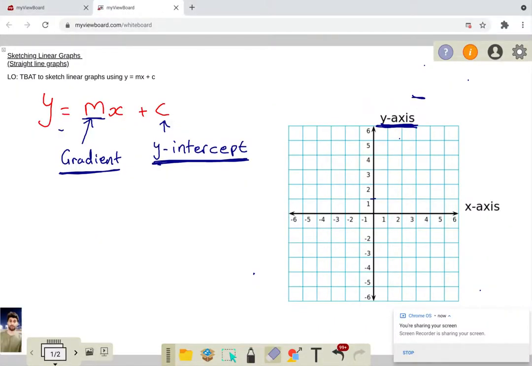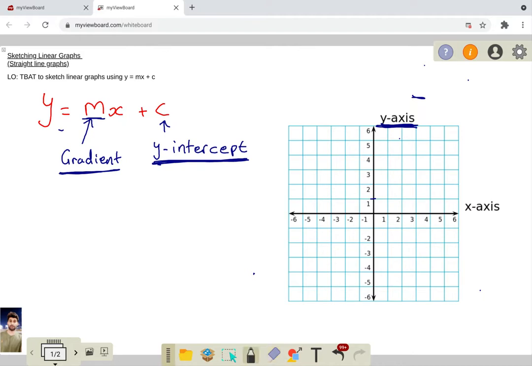Hello guys, today's video will be on how to sketch linear graphs. The learning objective is to be able to sketch linear graphs using y equals mx plus c. This is the general form linear equations come in. If they're not in this form, you can rearrange it so that it is, because then the gradient and the y-intercept will be easy to find, and hence sketching these kinds of graphs will be very easy.